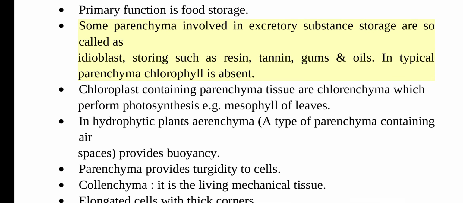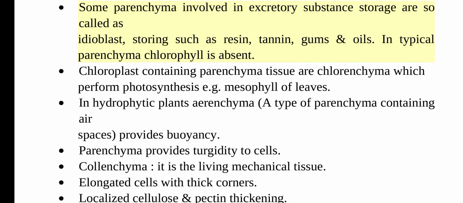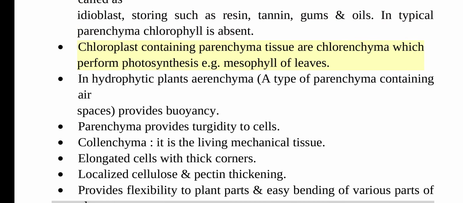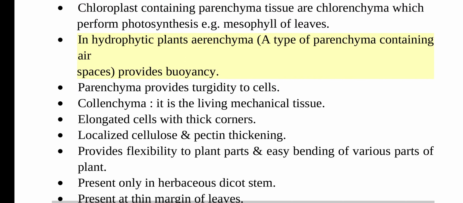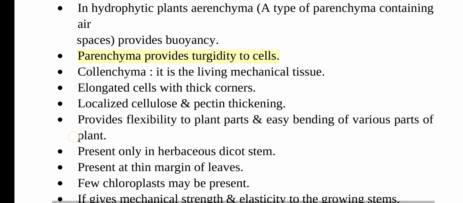Some parenchyma involved in excretory substance storage are called idioblasts, storing substances such as resin, tannin, gums and oils. In typical parenchyma chlorophyll is absent. Chloroplast containing parenchyma tissue is chlorenchyma, which performs photosynthesis, e.g. mesophyll of leaves. In hydrophytic plants aerenchyma, a type of parenchyma containing air spaces, provides buoyancy. Parenchyma provides turgidity to cells.